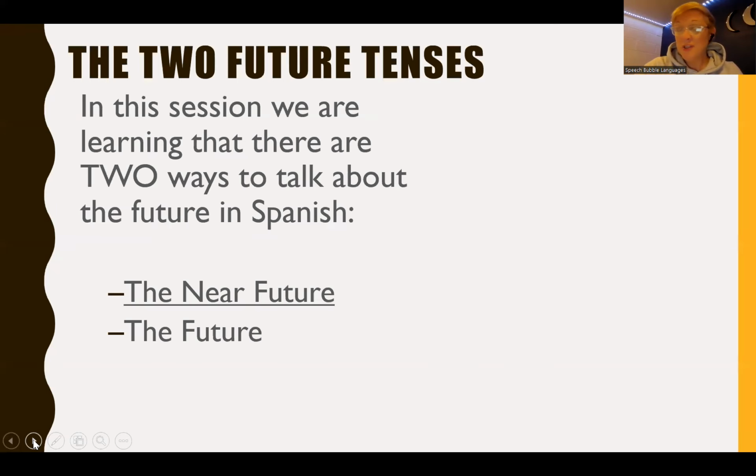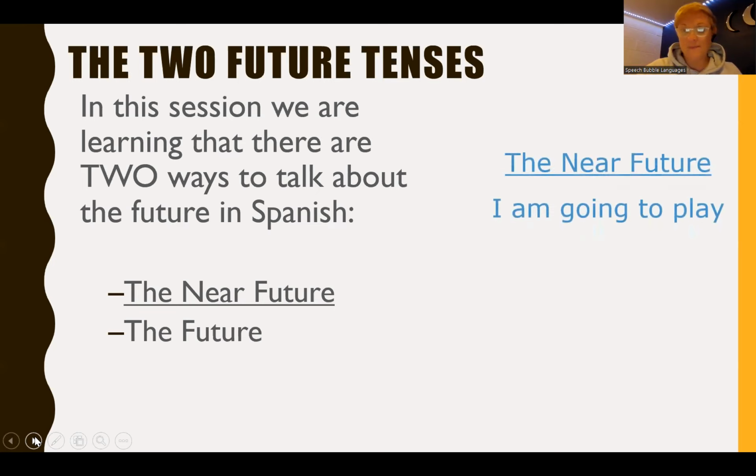There are two future tenses in Spanish, and we're going to look at both of them during today's session. The first one is the near future, and the second is the future, also known as the simple future. It's great for us to take a look at what we mean in English about these two tenses before we go any further in the session.